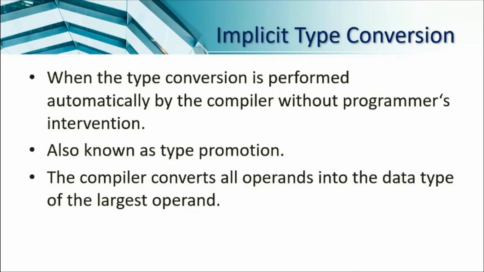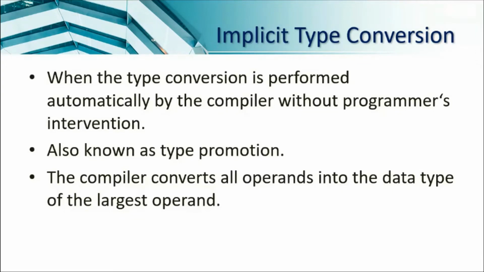In the case of implicit type conversion, the conversion is performed automatically by the compiler without the programmer's intervention. The programmer has no role and is not aware of the type conversion that is happening. It is also known as type promotion, because the implicit type conversion happens to the higher level, that is, a higher level of precision. The compiler converts all operands into the data type of the largest operand.